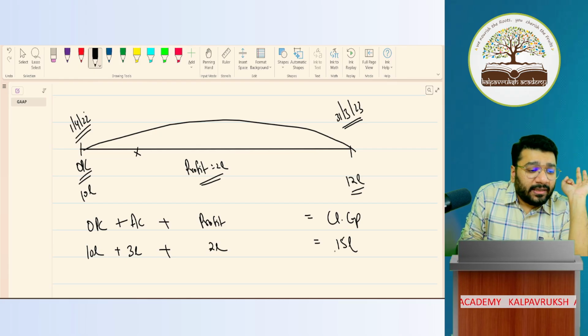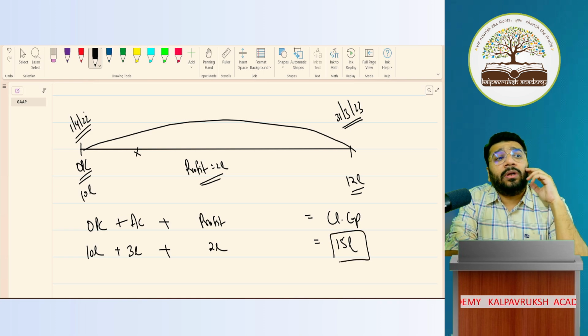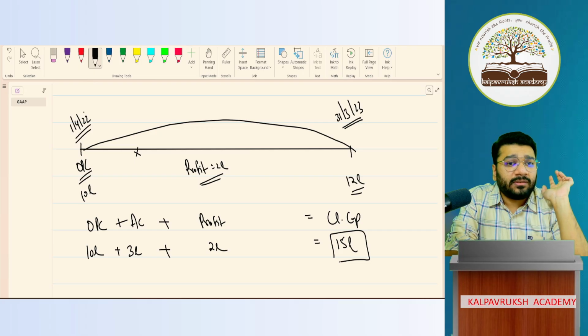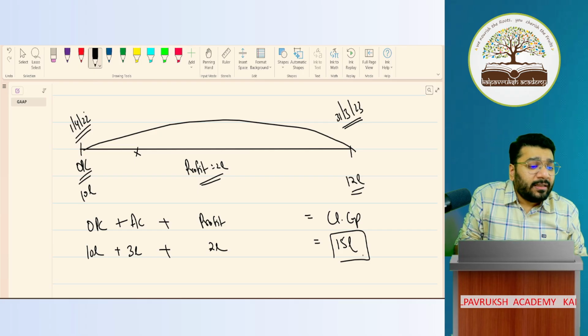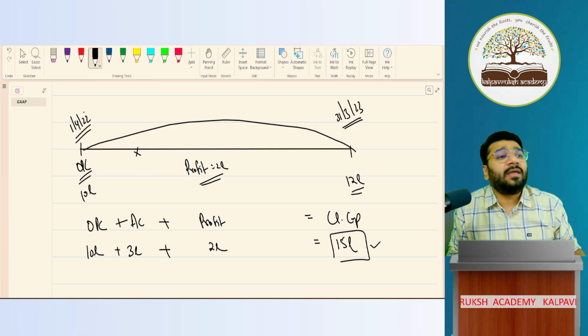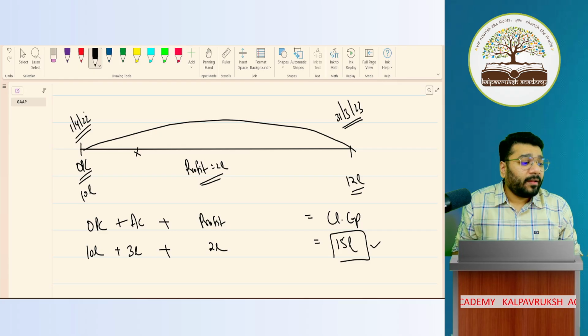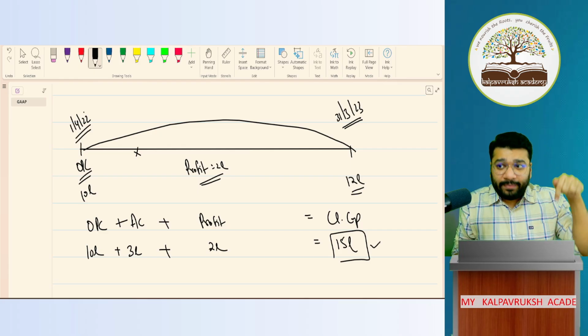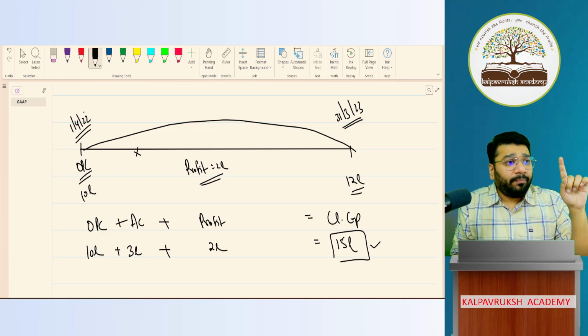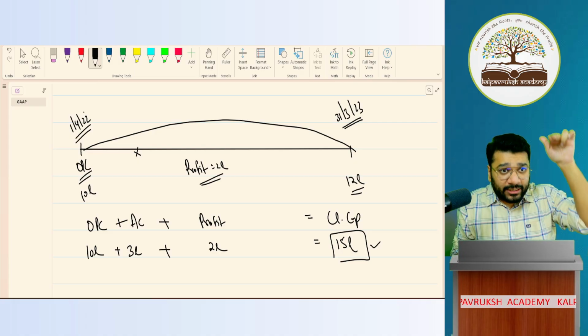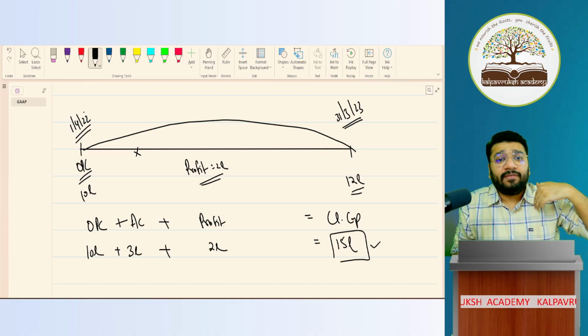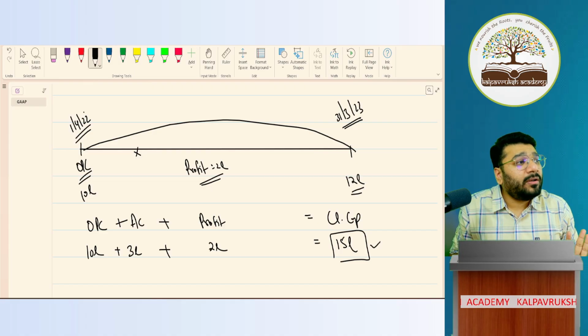This much money we have to pay to the owner today if we are closing the business. If today we are closing the business, this much is the liability that we owe towards the owner. Yes or no? Okay. If today business is shutting down, I have to pay him the opening capital plus additional capital, profit, all put together. We have to give him 15 lakh rupees. Got it? Not got it?